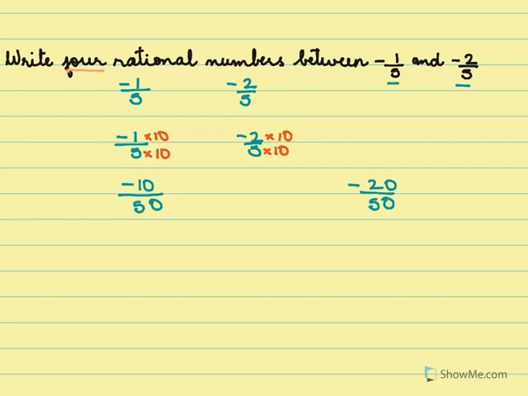Let me write the numbers. I need to write 4 numbers. So 1, 2, 3, 4, between -10 and -20. So -11 by 50, -12 by 50, -13 by 50, -14 by 50. All these numbers will lie between -1 by 5 and -2 by 5.